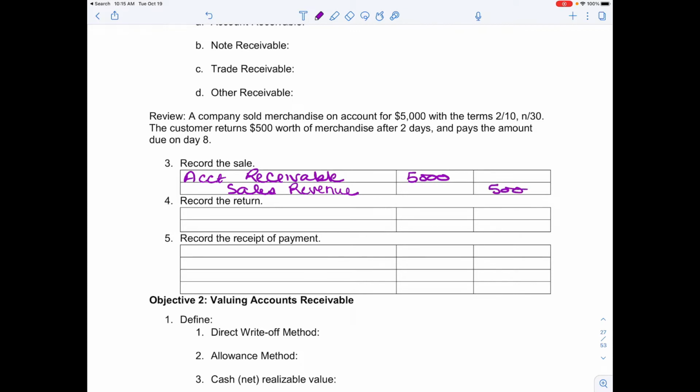And it costs $5,000. The recording of the return, again, this should all be a review to you. Remember, we use an account called Sales, Returns, and Allowances. That's that contra account to your sales revenue, and then we're going to go ahead and credit that account receivable.